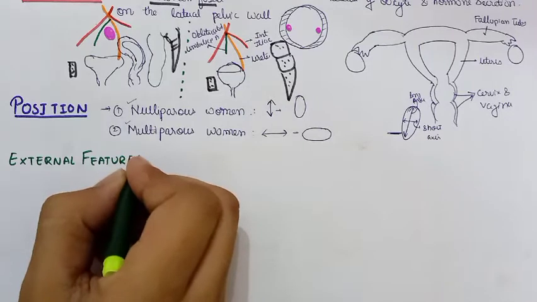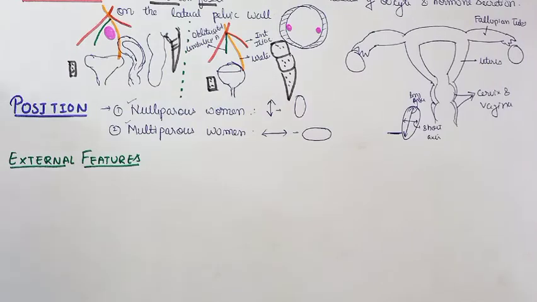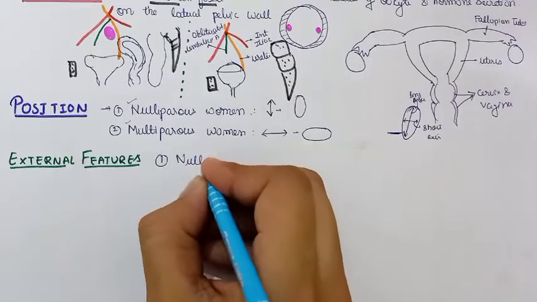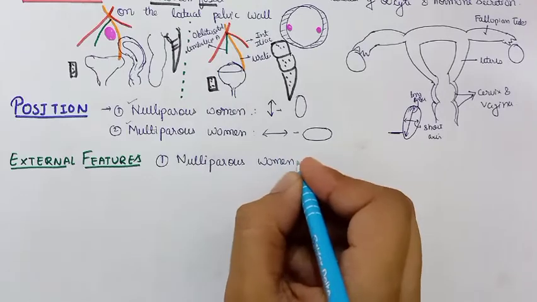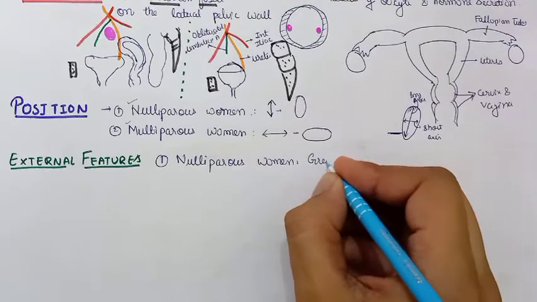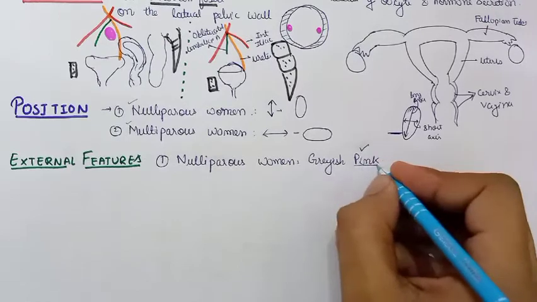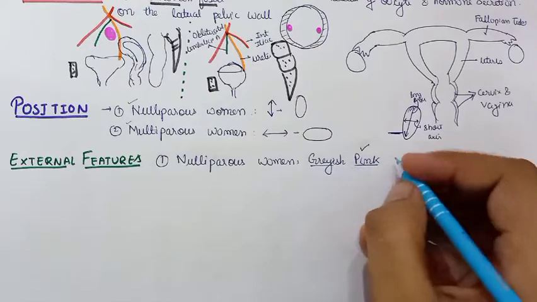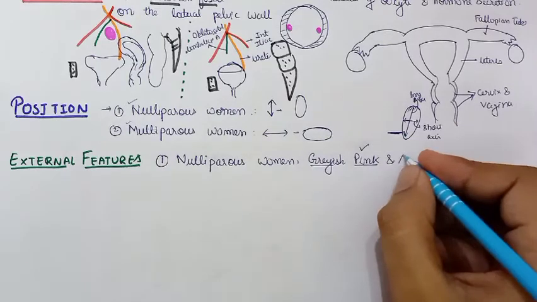So external features are different for nulliparous and multiparous women. So what are those? For nulliparous women, if you look at the ovaries, they have a grayish pink color, meaning the major color is pink and it has some grayish tint to it. So the color is grayish pink and the surface is very smooth.